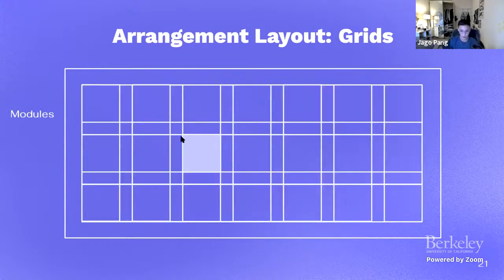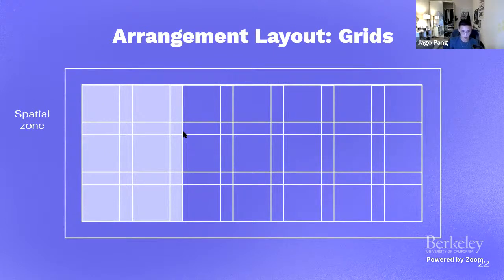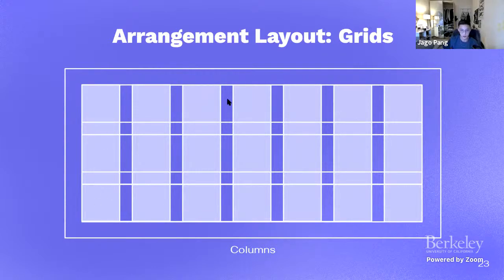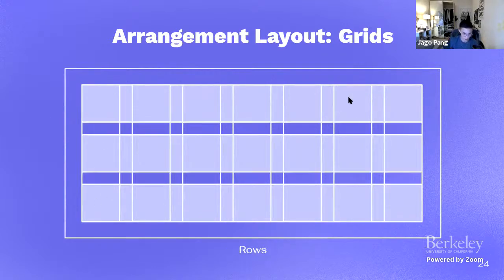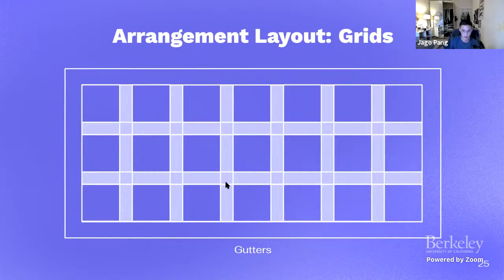Module, that's a square in a grid. A spatial zone is a combination of modules and gutters, which are the spaces in between each module. Columns and rows are self-explanatory. And gutters are, like I said, the spaces in between each module.